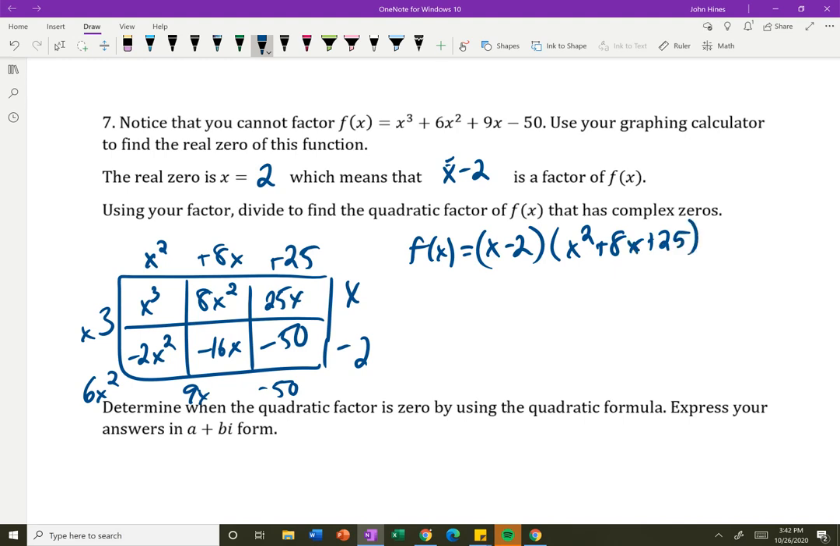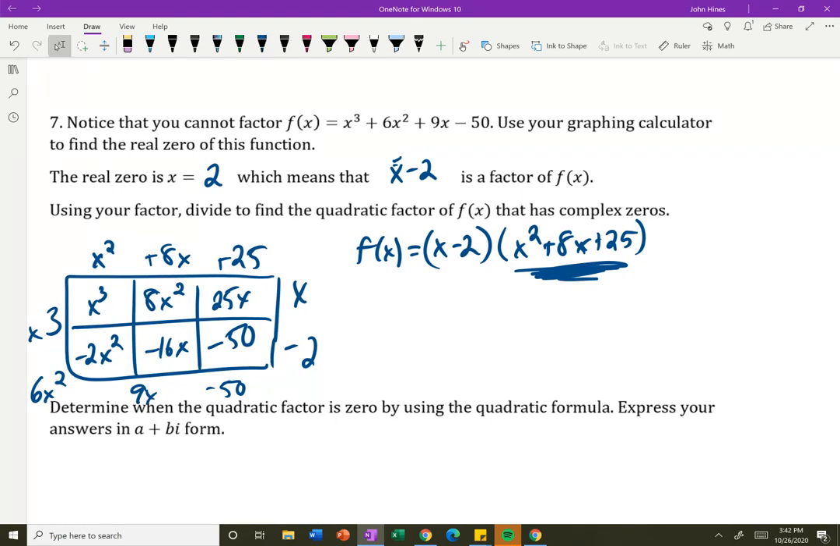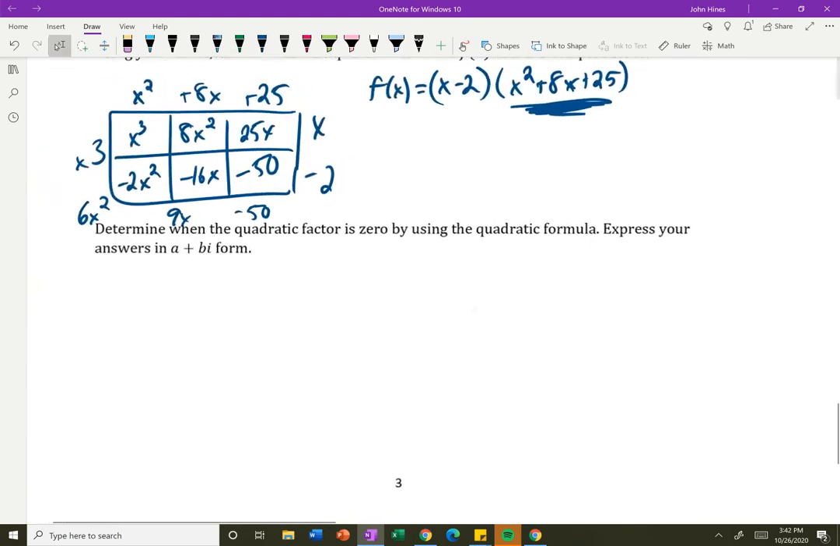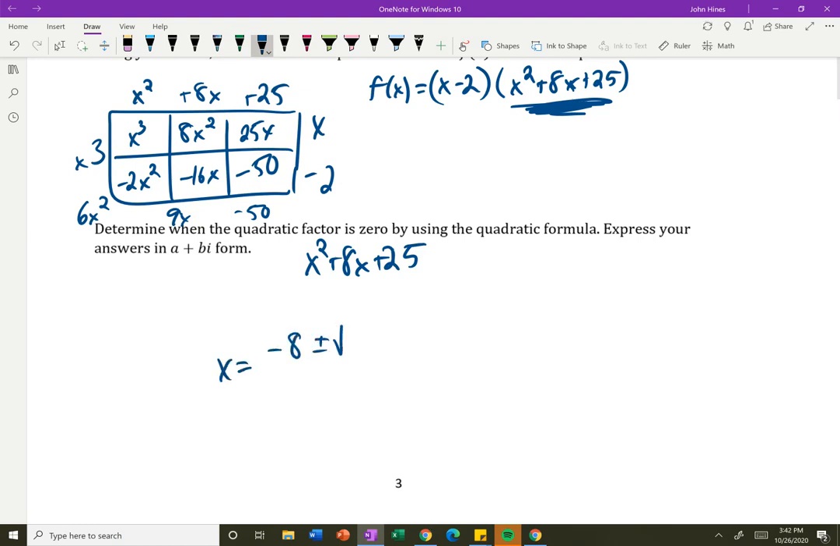So now my question is how do I find the complex zeros of that? What multiplies to 25 and adds to 8 is nothing. So let's find the complex zeros of that by using the quadratic formula. I know the real zero. I want to know where are the complex zeros. Where do they live? So x equals negative 8 plus or minus the square root of 64 minus 4 times 1 times 25 all over 2.